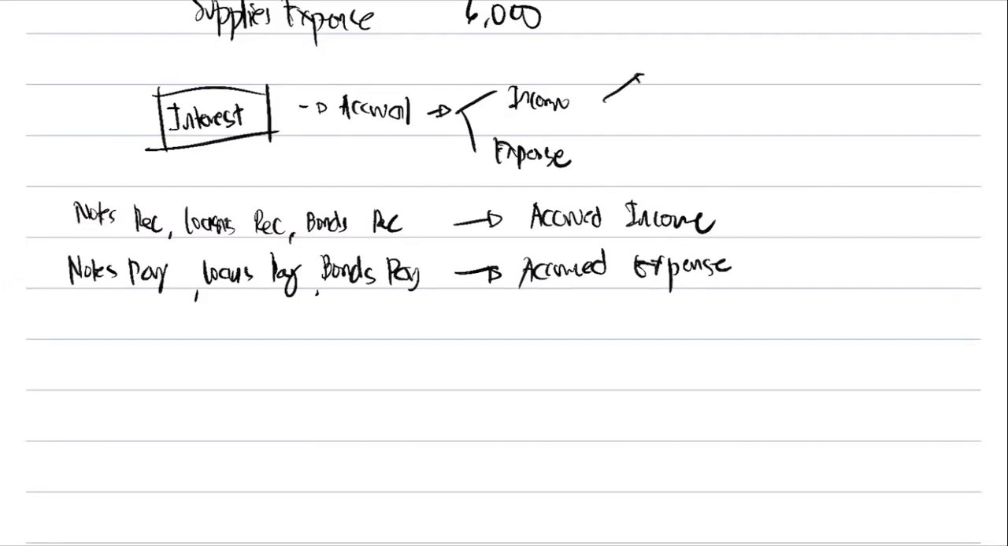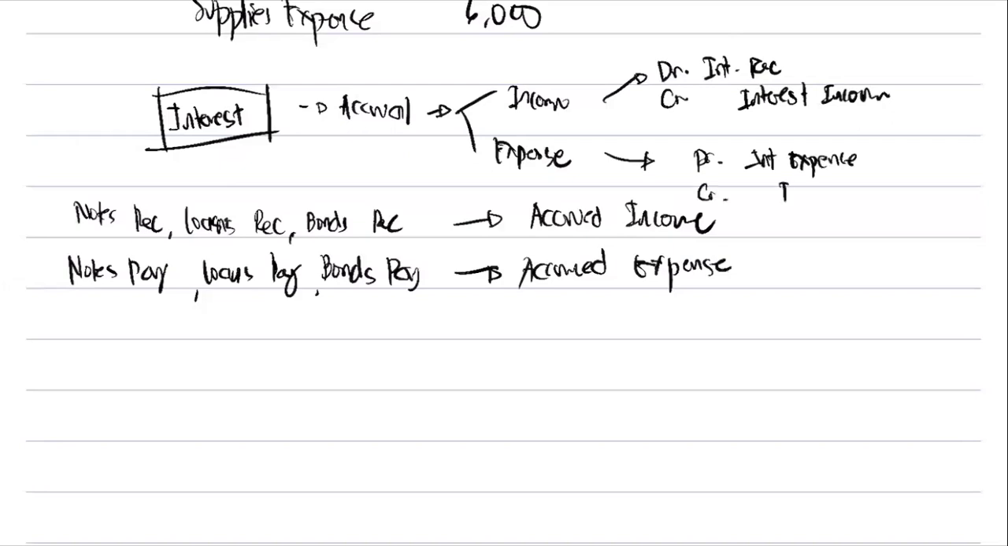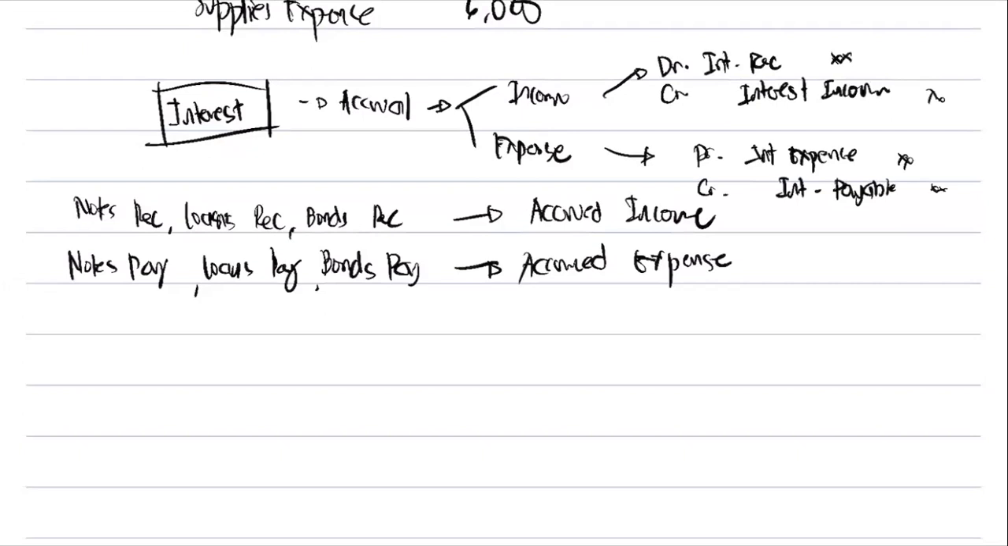So pagka-income, anong entry natin? E di debit interest receivable, credit interest income. Okay? Pag expense naman, anong entry natin? We debit interest expense, we credit interest payable. Okay? So, ayan yung pro forma entry natin. We debit interest receivable, credit interest income for income. We debit interest expense, and credit interest payable for expense.